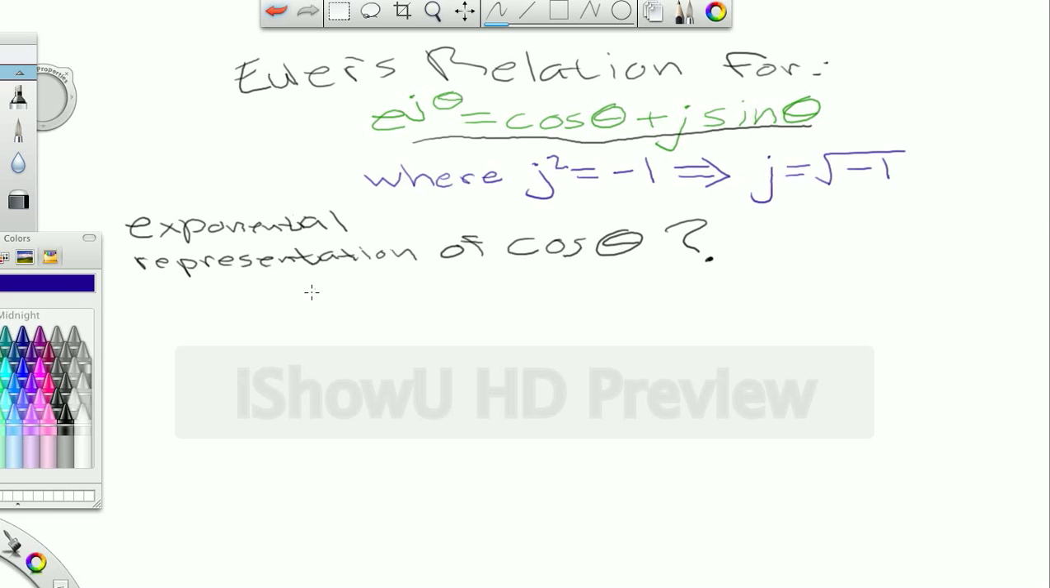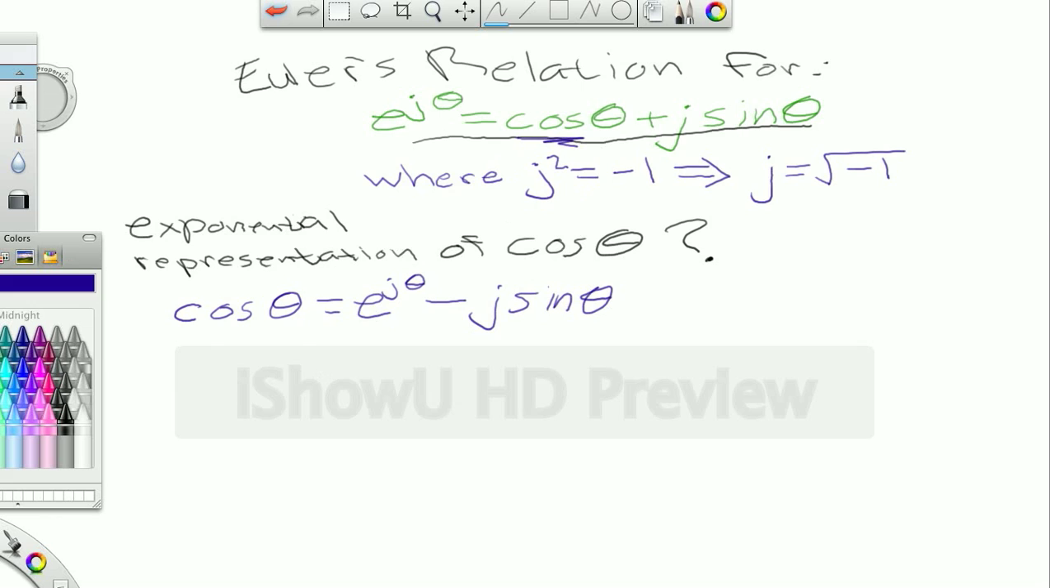At first I was like, what the heck? I had to think about it for a second, but it's pretty simple. Basically, we want to get cosine theta by itself. So let's do that. We have cosine theta. It's going to equal e to the j theta minus j sine theta, because we're just going to subtract j sine theta from both sides. Okay.